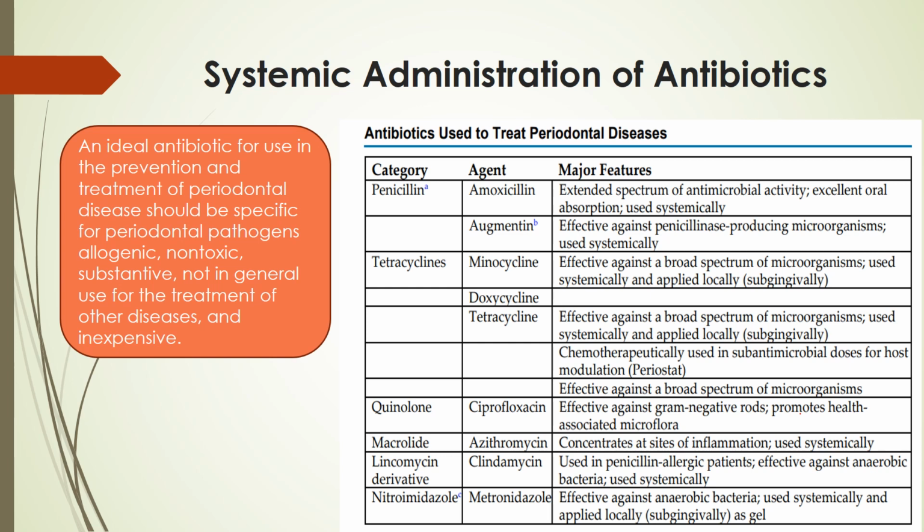Sometimes a single antibiotic is not the most effective; a combination will be more effective. So there is Augmentin, a combination of amoxicillin and clavulanate potassium. And coming to the metronidazole group, it is mainly indicated against anaerobic bacteria. It is used in localized aggressive periodontitis, generalized aggressive periodontitis, refractory periodontitis, as well as necrotizing ulcerative periodontitis.